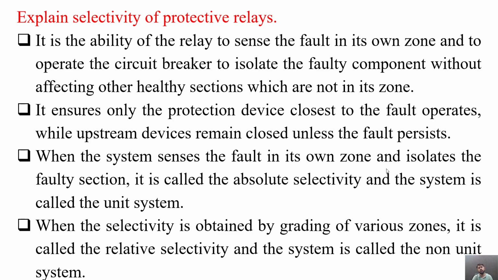Now, if the relay operates for the other zone as a backup protection, it is termed as the relative selectivity and this type of protection is called the non-unit protection system. So, overcurrent relays and distance relays are examples of this type of non-unit protection system. So, this is how the selectivity of the protective relays is explained properly.